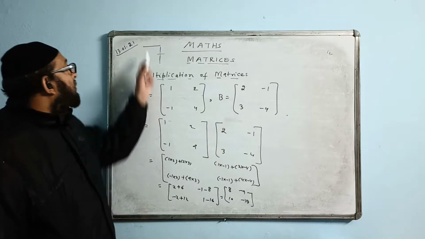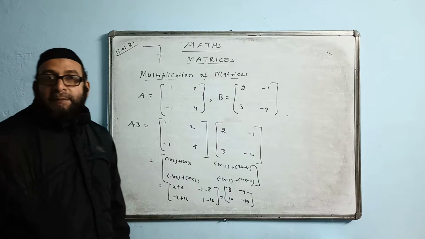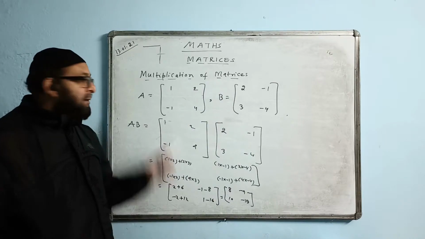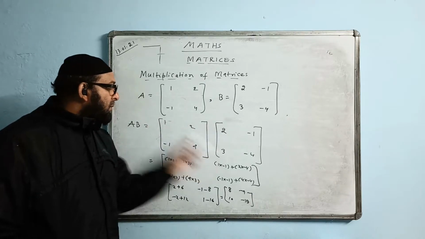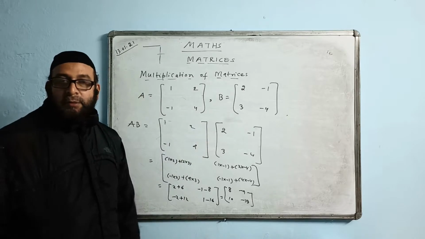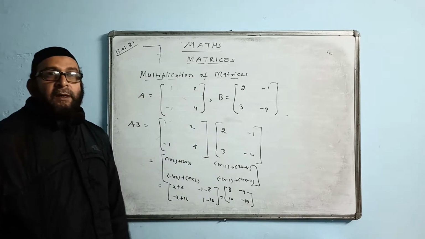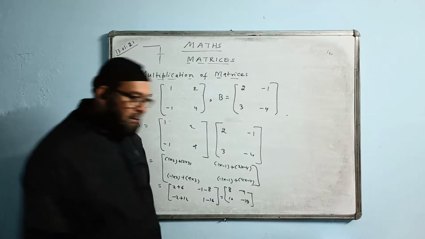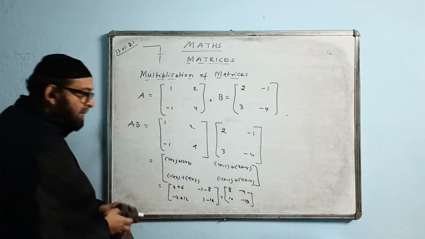So we follow the number 7. If you exactly forget how to multiply, you just remember the number 7. That means row by columns. That means first with the first, second with second. If there is a third, then third with the third. We will multiply like that. Hope it is clear. Yes or no?